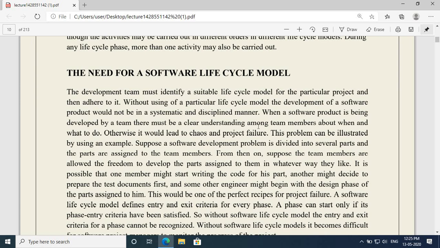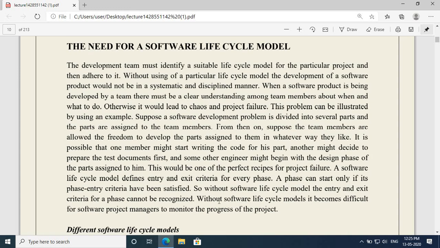Suppose a software development problem is divided into several parts and the parts are assigned to the team members. Suppose the team members are given the freedom to develop the parts assigned to them in whatever way they like. It is possible that one member might start writing the code for his part, another might decide to prepare the text document first, and some other engineer might begin with the design phase of the part assigned to him. This would be one of the perfect recipes for a project failure.